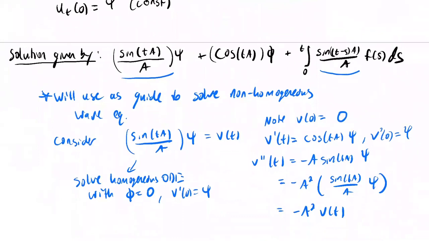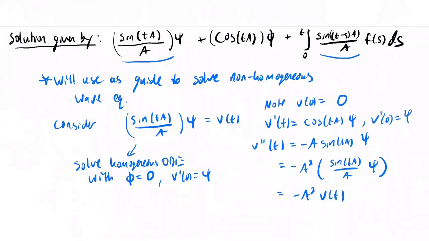And so this indicates that we expect the solution formula to the wave equation when the initial position is 0 to show up, right? To show up twice, right? So it shows up in the first term here and then in the integral term.